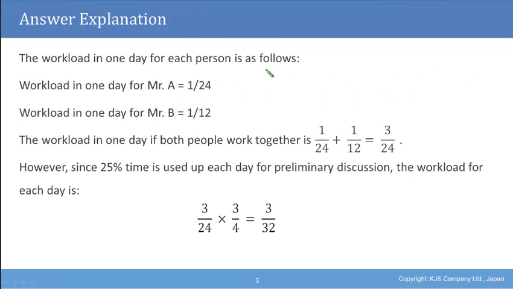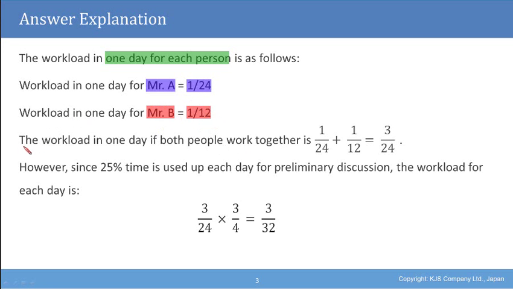Answer explanation. So in this question, you need to do some calculations. First of all, we need to look at the workload in one day for each person. So workload in one day for Mr. A is 1/24. So Mr. A takes 24 days to finish a software development, and workload in one day for Mr. B is 1/12. So he takes 12 days.